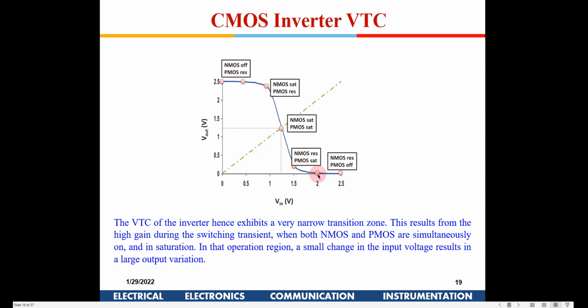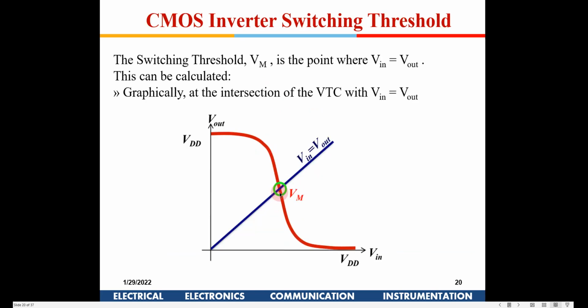Okay, so this is the VTC curve. Now there is something known as the inverter threshold. The inverter threshold is found if you make a line where V in is equal to V out, at a 45 degree angle to the axis. It will intersect at a point known as VM, the switching threshold, of an inverter.